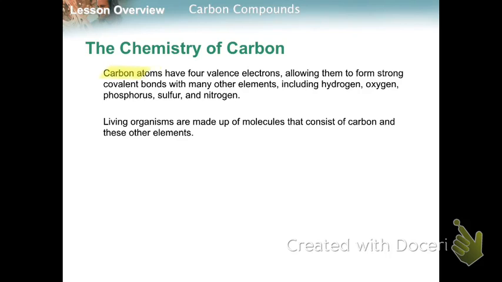Carbon atoms have 4 electrons in their outer shell, which you'll understand a lot more in chemistry next year. But because they have these 4 outer electrons, they are able to form strong bonds with many other elements: hydrogen, oxygen, phosphorus, sulfur, and nitrogen. These are all elements that are essential to life. But the main one is carbon.